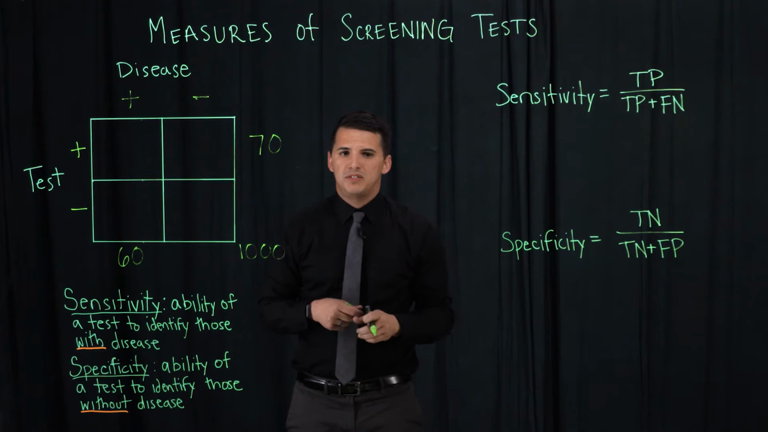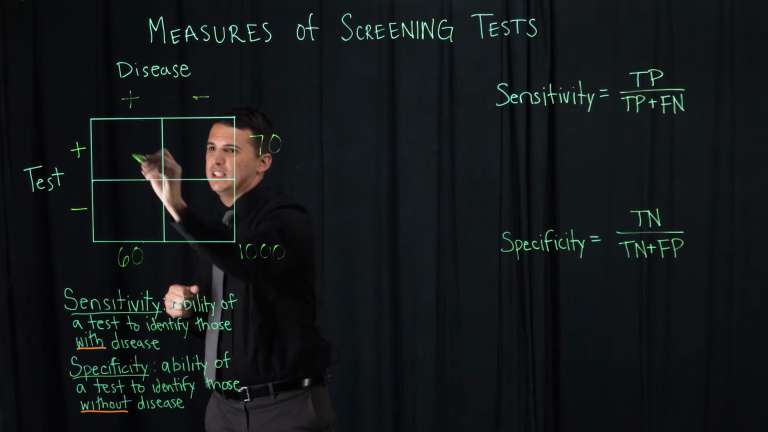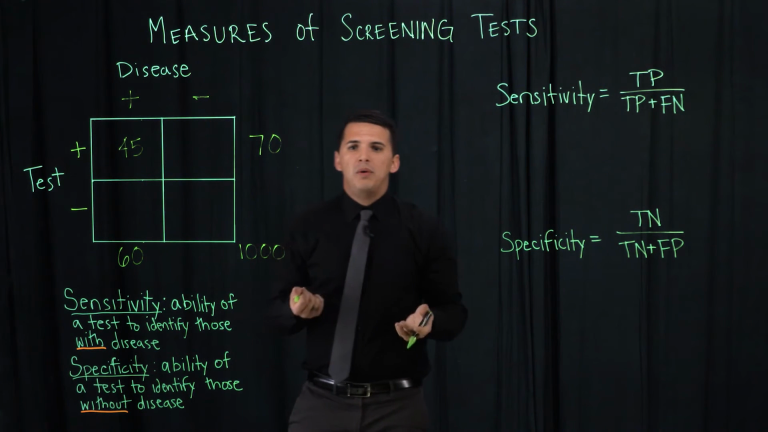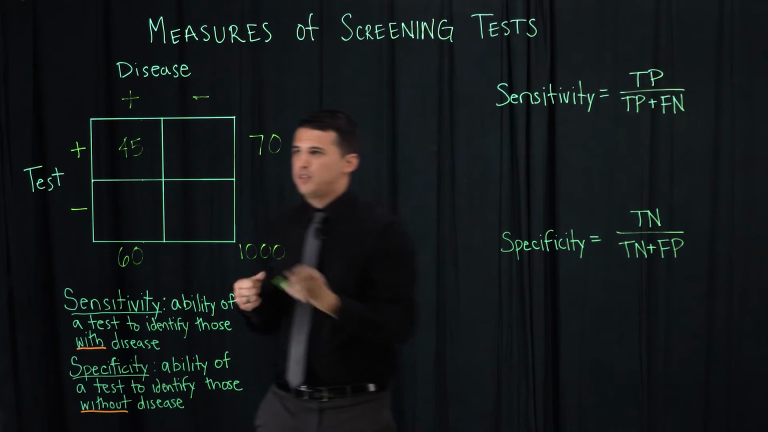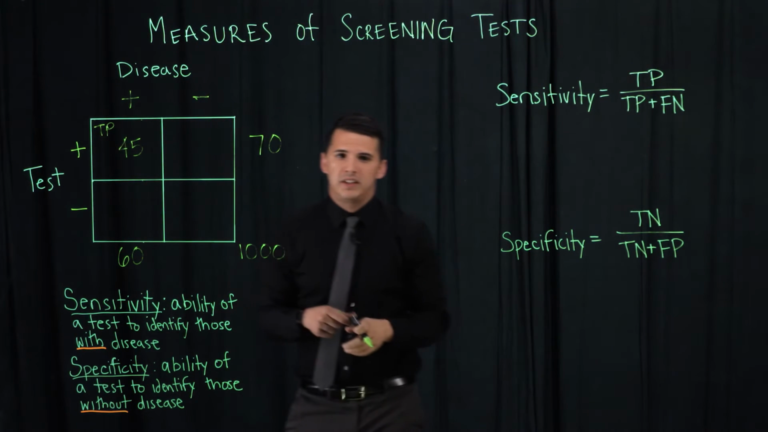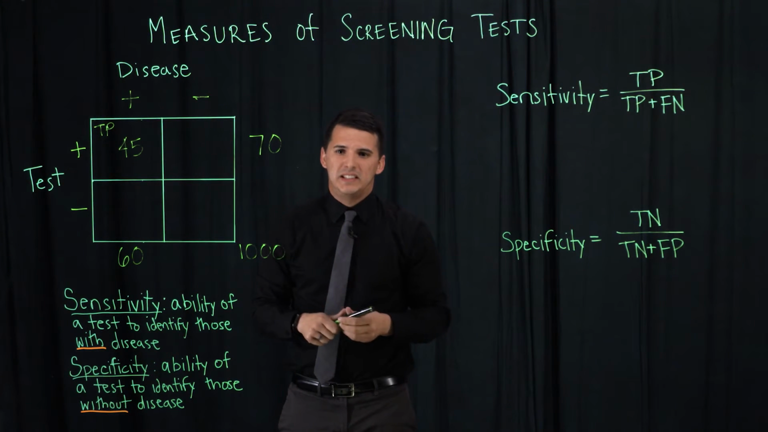And so if we start to fill in our 2x2 table so that we can calculate our sensitivity and specificity, we know that on our screening test, of those who have the disease, we have 45 people who test positive. What that would end up being is our true positive rate. So we would label this as TP, or true positive, for the people who test positive on our screening test who actually have the disease.